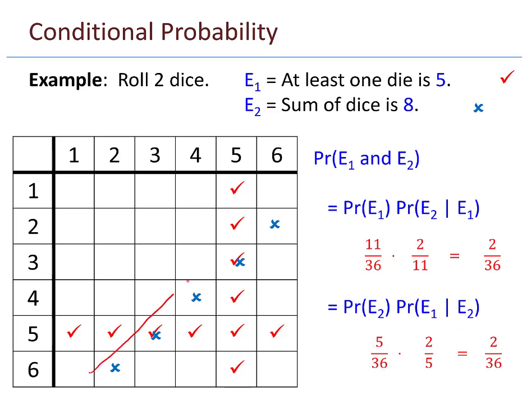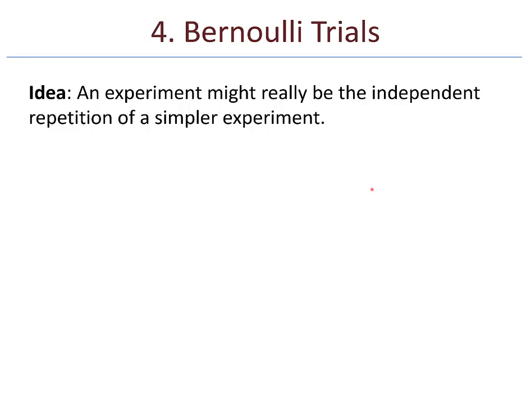Then among those 5 x's, I'm narrowing my focus, only looking at those 5. We see that there are 2 of those that satisfy E1. So 5/36 times 2/5 equals 2/36, and we end up with the same answer in both cases. Let's talk about point number 4, Bernoulli trials, something a little bit different.